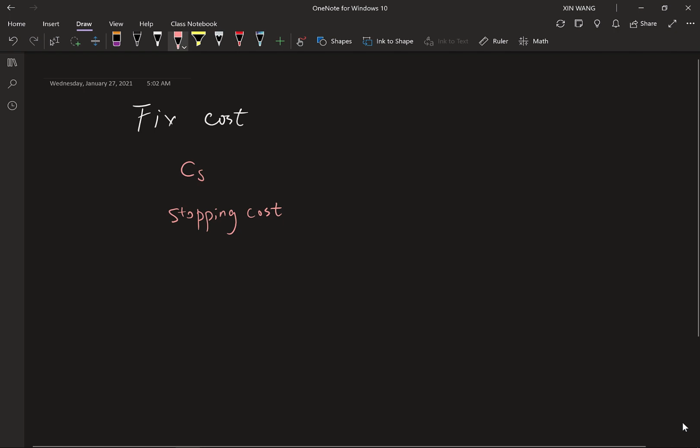And then there is a fixed cost related to the travel distance you want to ship. This term, we call it mileage cost. Let's use CD to represent it. This cost is the unit mileage cost, then the total cost should be times the distance. This is a mileage cost. So the fixed cost will be the summation of these two terms.